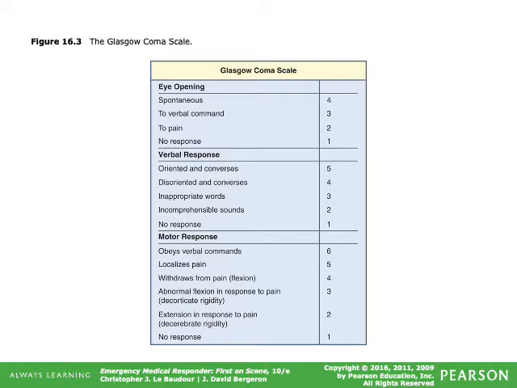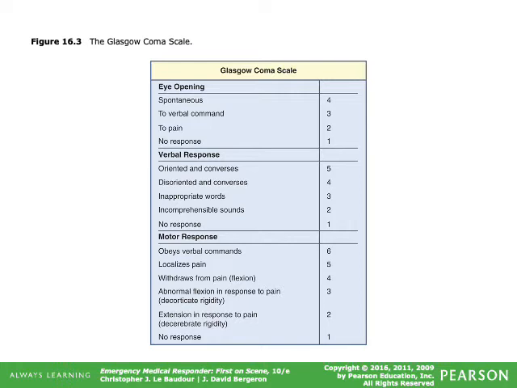All right, so verbal response. If you're oriented and you're able to talk back and forth with me, you're going to get a 5. If you're disoriented and confused, but you're still able to talk back and forth with me, you're going to get a 4. If you use inappropriate words when I ask you questions and you're not able to answer me appropriately, you're going to get a 3. If you just make incomprehensible sounds and you're not able to communicate with me, you're going to get a 2. If you do not respond to me at all, you're going to get a 1.